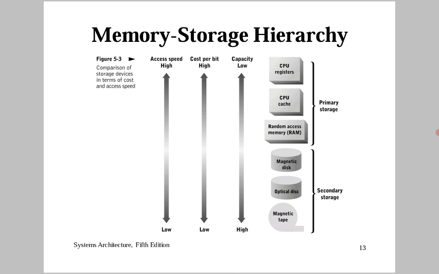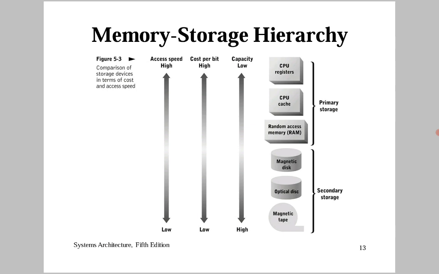Some of them are primary storage devices, like CPU registers, CPU cache memories, and RAM. Generally these are very costly and very high speed memories. Why? Because they are directly connected to the processor or CPU.